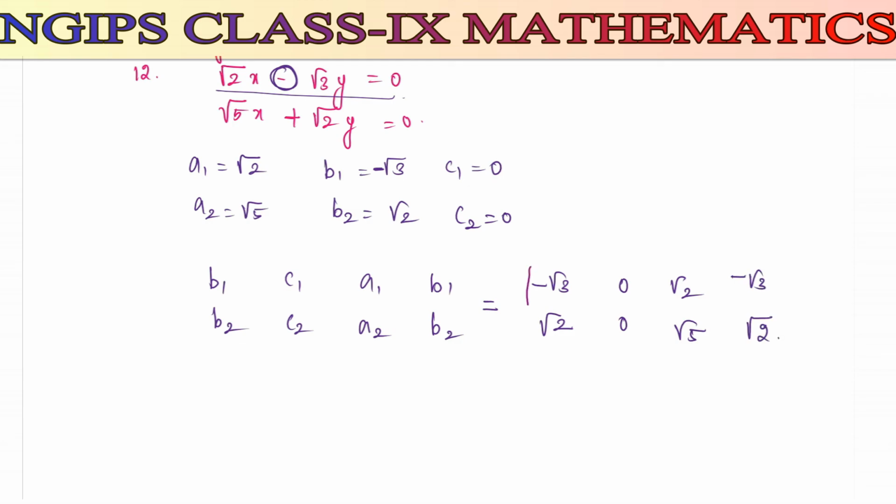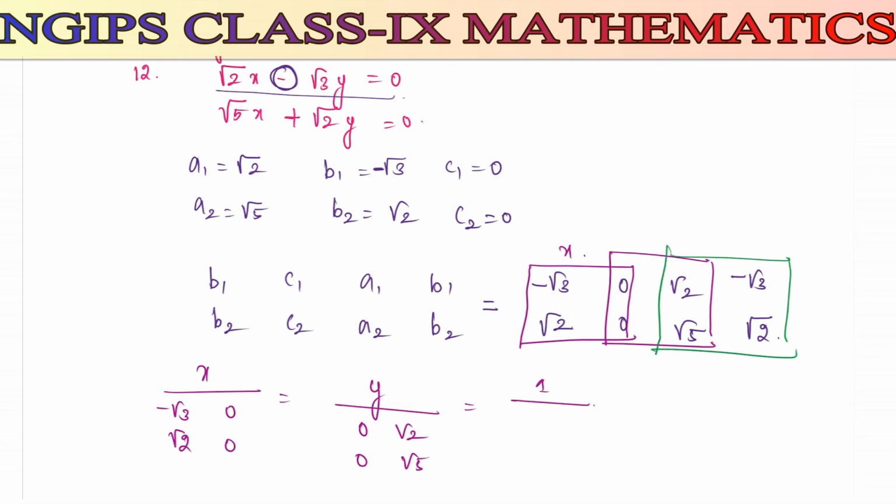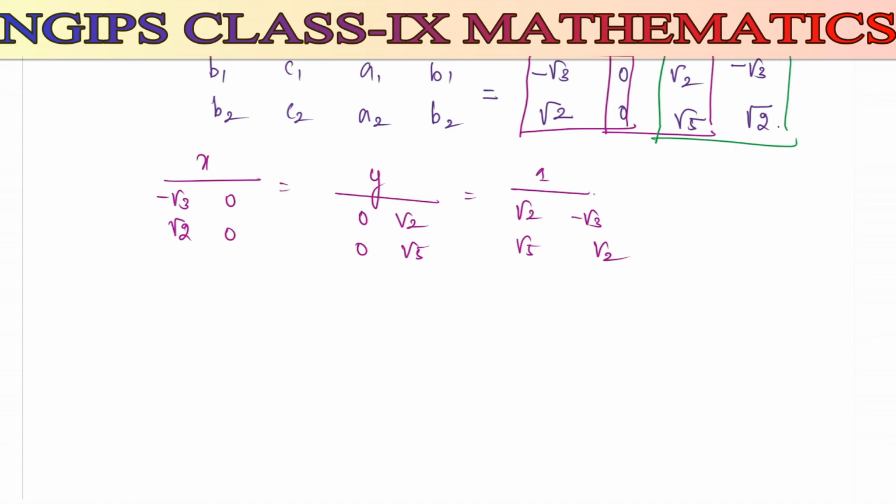First you have to consider the first two columns, it is the value of x. So x divided by minus root 3, 0, root 2, 0 is equal to y. We have to consider the next two columns, the second and the third column. So we'll get y divided by 0, root 2, 0, root 5 is equal to, then you take the constant, third column and the fourth column, root 2 minus root 3, root 5, root 2. Okay, from this we know very well.